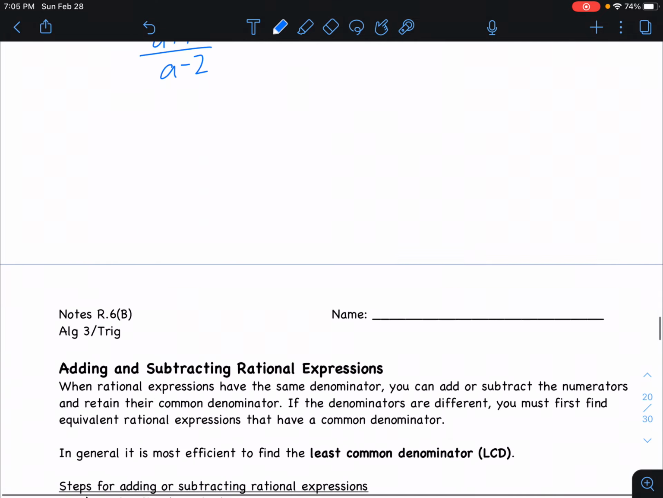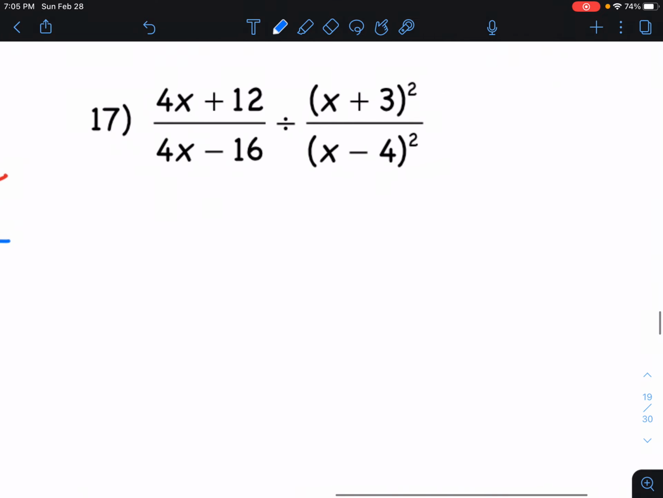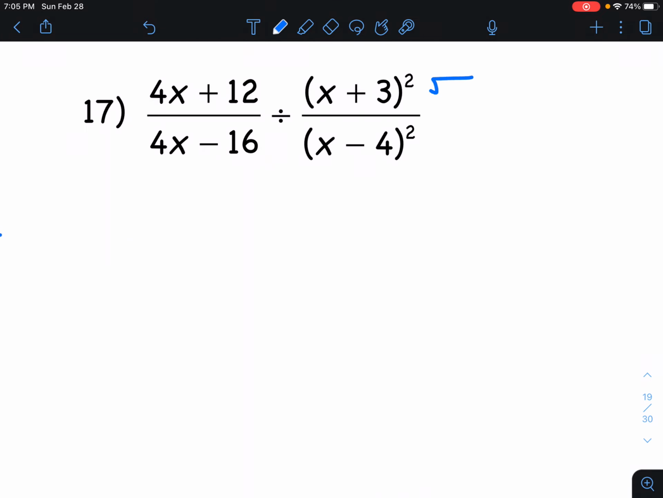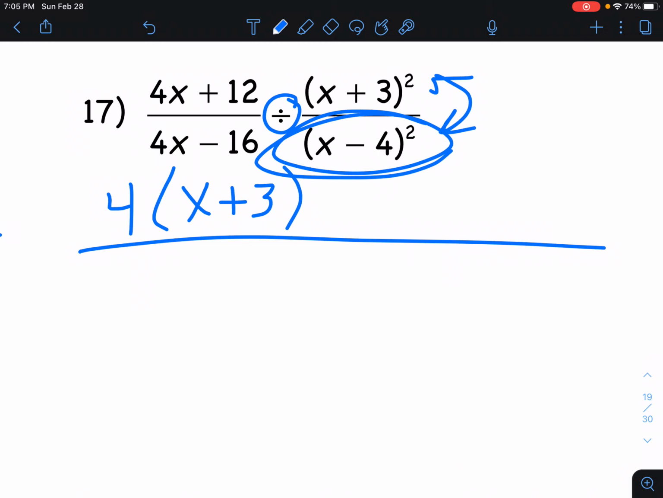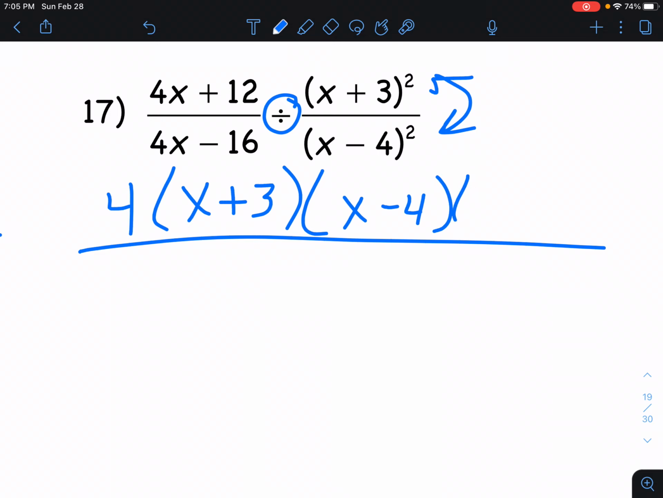And number 17, the last one, another division. So we're going to turn this one upside down. So top left is a GCF of 4. Then divide by 4 to have x plus 3. This guy's going to move up to the top right. We're going to write x minus 4 twice.